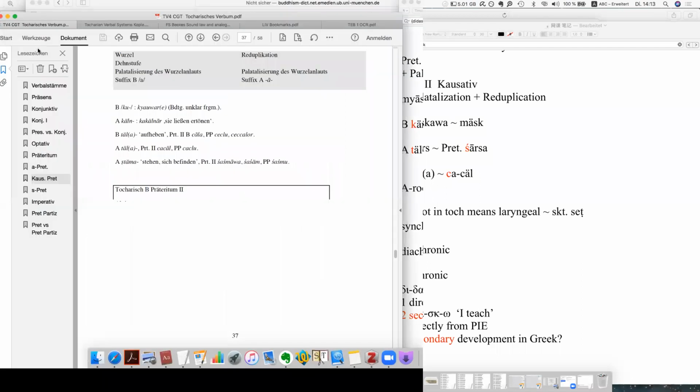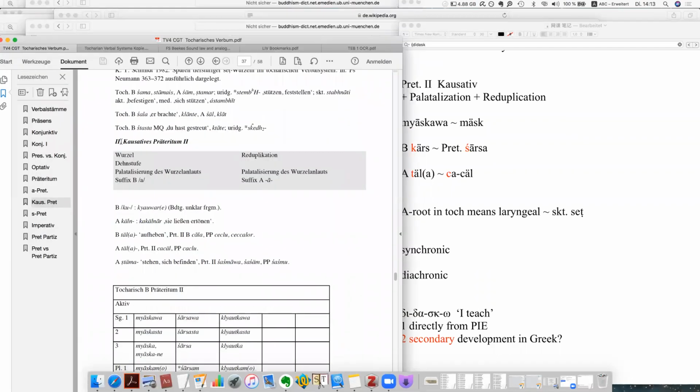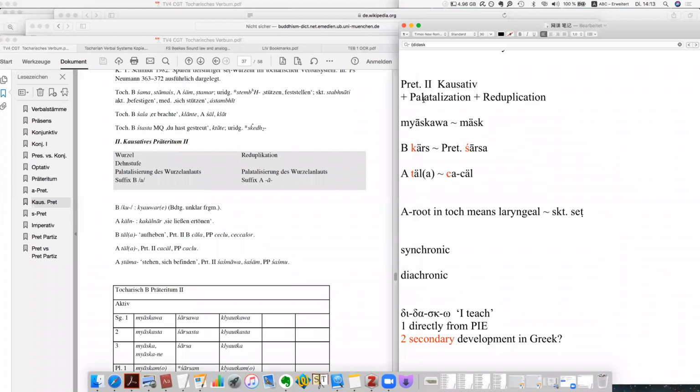Let's move back. So this second class is called causative preterite, right? Why? Because it has reduplication here. And this reduplication can bring about the causative meaning. So this is the reason. Yeah. Okay.